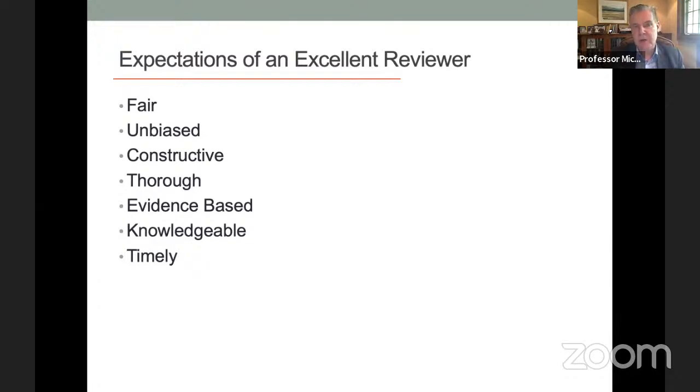One should be constructive and thorough and also evidence-based. And so one needs to base any comments or criticisms on a thorough knowledge of the article and, when appropriate, to reference literature. And one should be knowledgeable. And if there are areas, for example, advanced statistical approaches that fall outside of one's area of knowledge and expertise, this should be flagged to the editor.